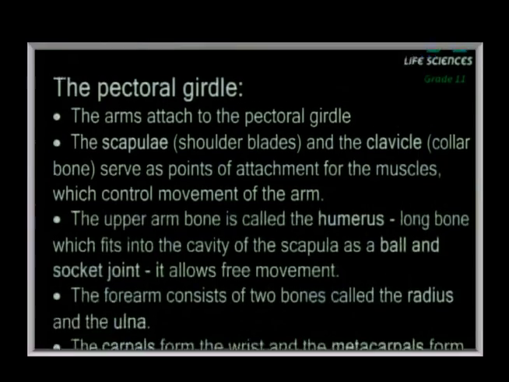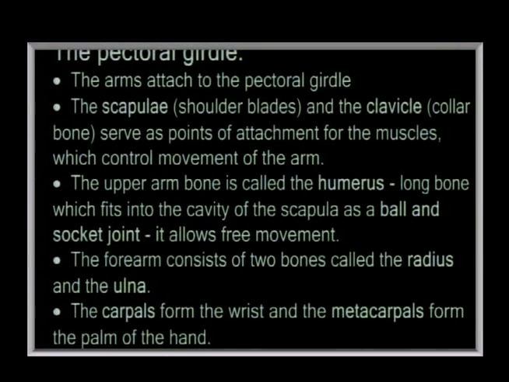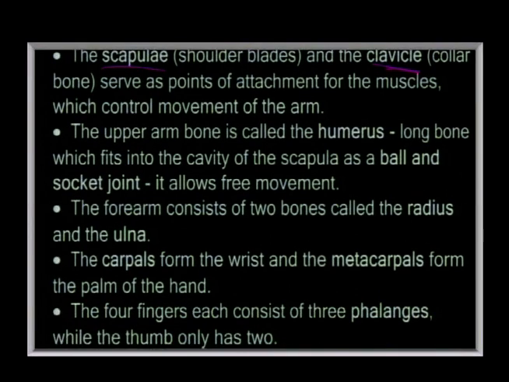Okay, this is everything that we've done in our diagram, but let's recap quickly. The arms are attached to the pectoral girdle. The scapula, or the shoulder blades, and the clavicle, which is the collarbone, serve as points of attachment to the muscles. So you've got the muscles attached to your collarbone and to the scapula, and that's what keeps this part in place. And then you've got the humerus that attaches in here, and that controls the movement of the arm.